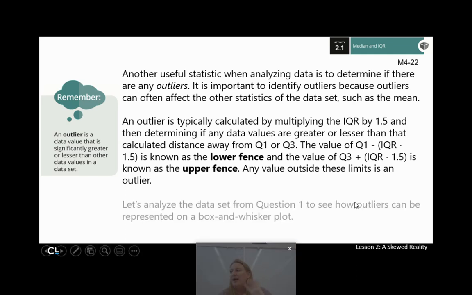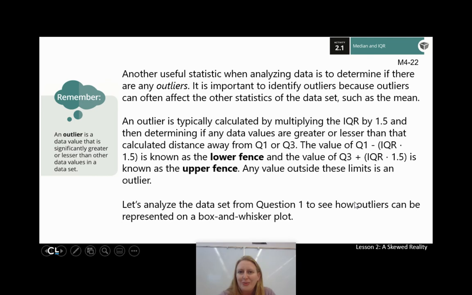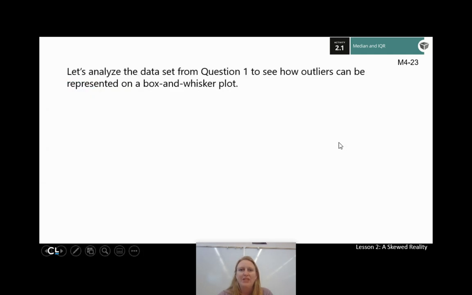So let's analyze, you already know which one I'm thinking of here. Let's analyze that data set from question 1 to see how outliers can be represented on a box and whisker plot. Are you ready? Let's do this.